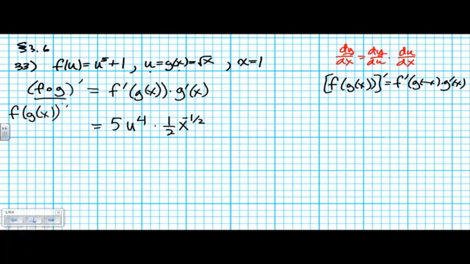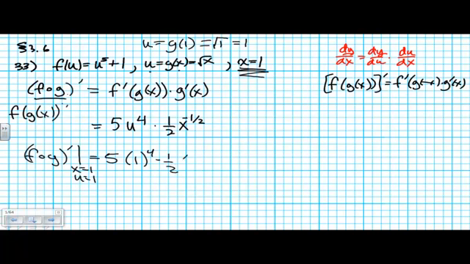Now I got one other comment to make. I'm interested in what's going on when x is 1, and that's easy to deal with. I can just put this 1 wherever there's an x. But what about u? Well, when x is 1, I get the square root of 1. Oh, wait, that means u is 1 as well. So finding the derivative of the composite function when x is 1 means also finding it when u is 1. And I get 5 times 1 to the fourth times 1/2 times 1 to the negative 1/2 power.